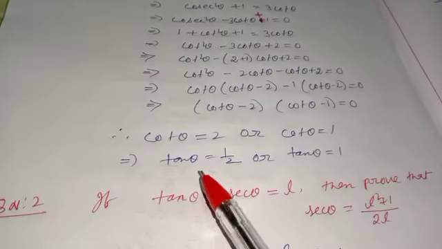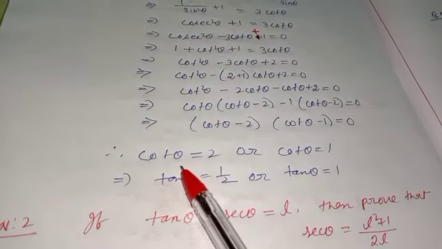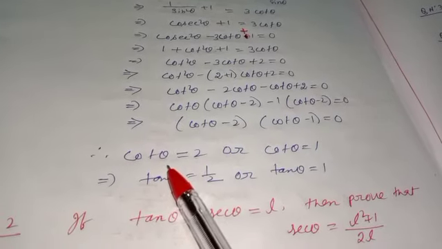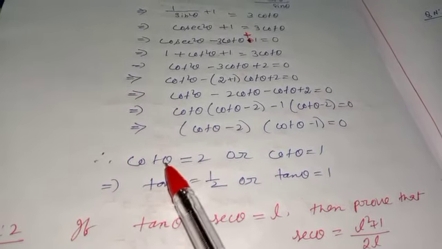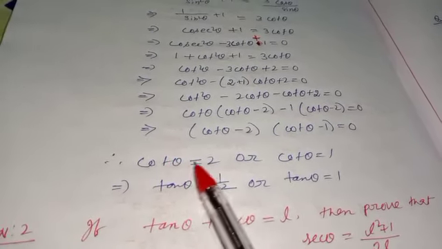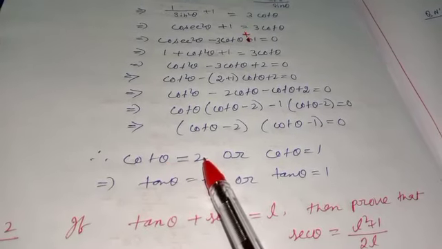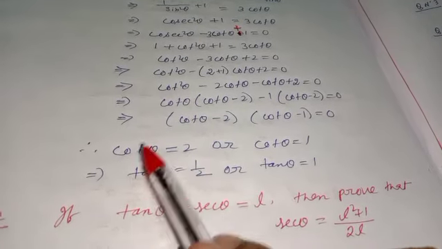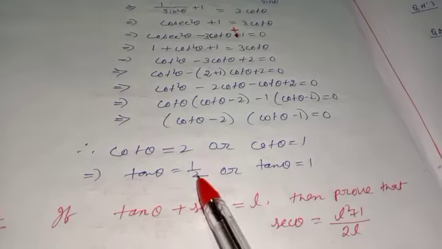See, what is the reciprocal of cot theta? Tan theta. Yes or no? To get from cot to tan, you need 1 by cot. If you make it 1 by cot, this 2 becomes 1 by 2. That means tan theta is equal to 1 by cot, so tan theta is equal to 1 by 2.